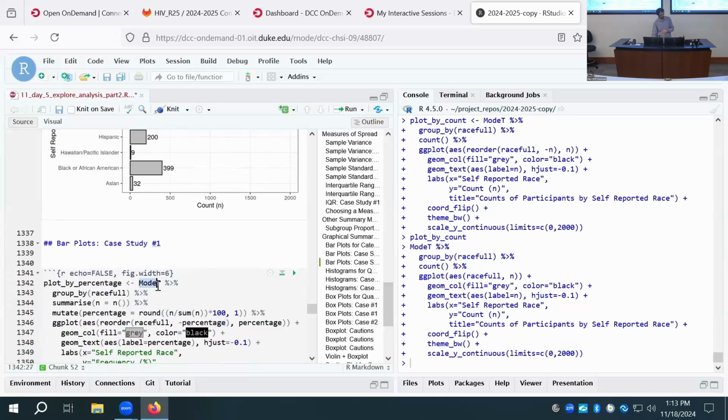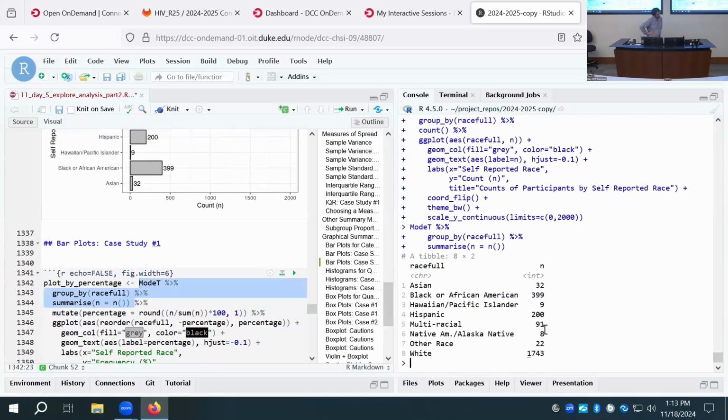All right. So we'll do this again, but now we're going to show the percentage. So I'm going to do mode T. And this time, instead of count, I'm going to use summarize, right? They're going to give us the same thing, but let's just see how many different ways there are to calculate these things. Once we have that, we have our data frame again, with the N for each of the self-reported groups. And then we're going to calculate the percentage. So we're going to mutate percentage, and take the N and divide it by the sum. And we're going to round it to 1 digit.